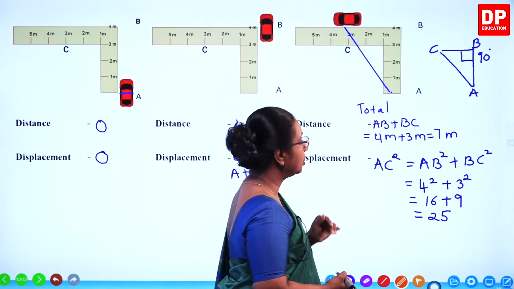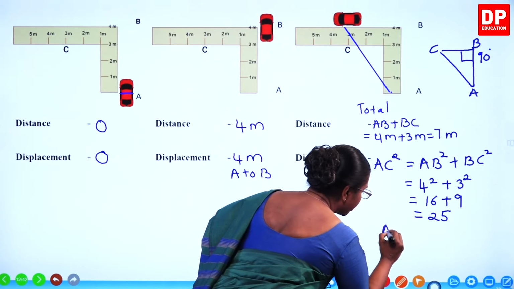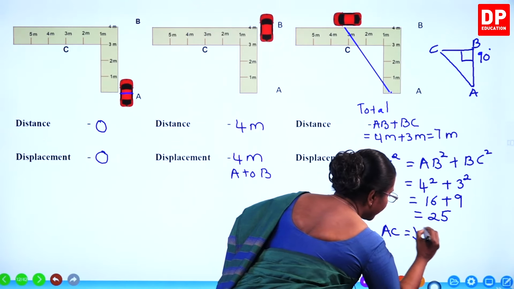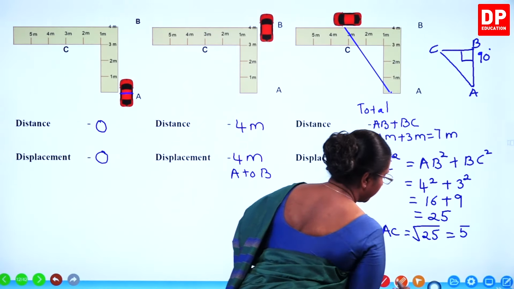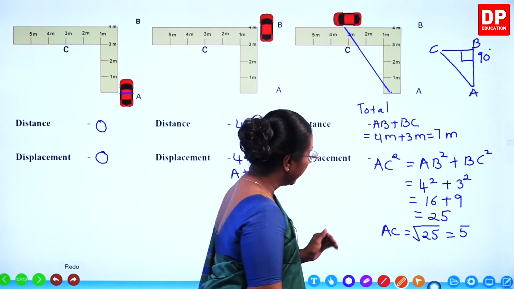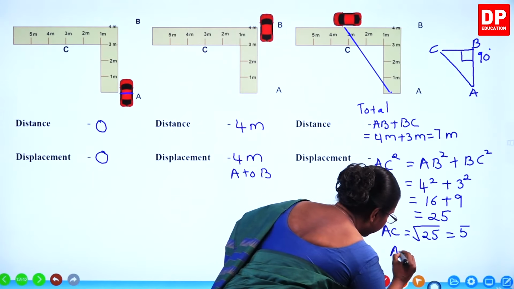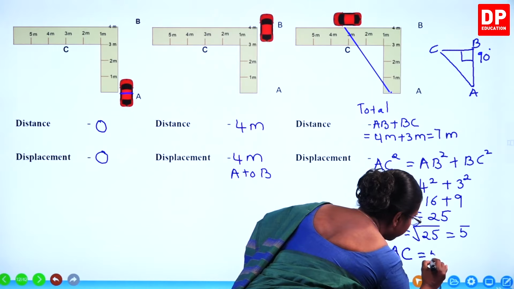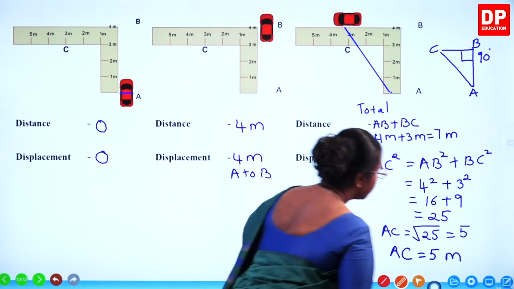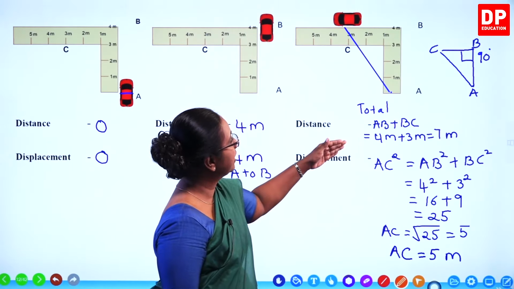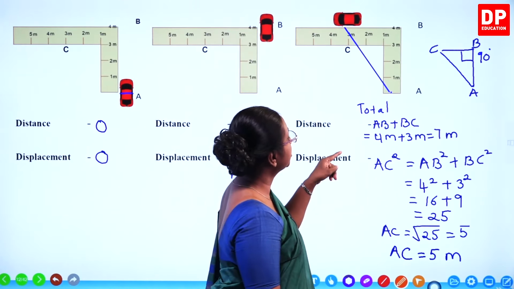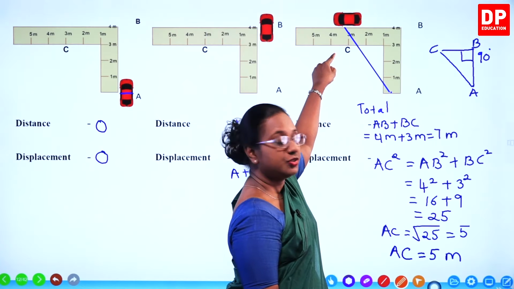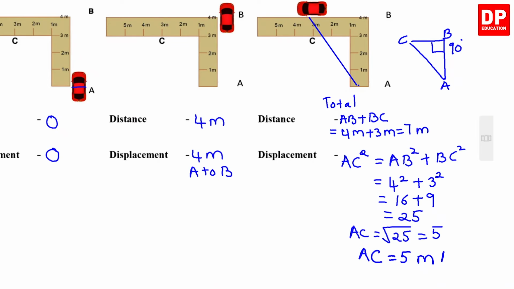16 plus 9, which will be equal to 25. To find the value of AC, we take the square root of 25, that will be 5. So the length of AC will be 5 meters. So the magnitude of the displacement is 5 meters and the direction will be from A to C. So here we write as A to C.